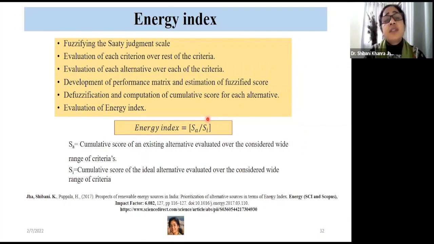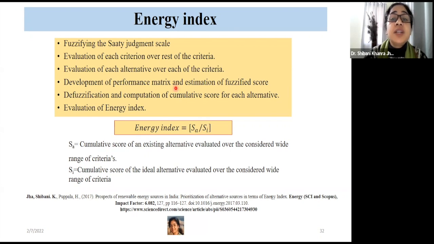So let's try to understand one important factor, which has to be the decisive factor for understanding the ranking of these alternatives. This is the energy index factor. Energy index is defined as a ratio of the cumulative score of an existing alternative, which is evaluated over the considered wide range of criteria. So this is SA divided by SI. It is a ratio of SA by SI, where SI is the cumulative score of the ideal alternative, which we have shown there as A6, as you have seen, the ideal alternative evaluated over the considered wide range of criteria.